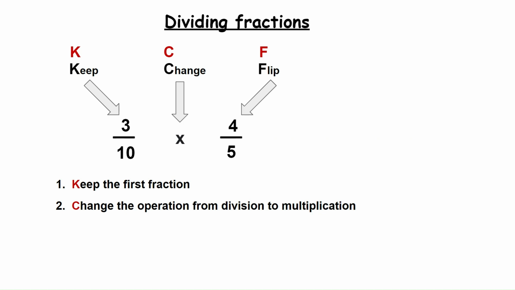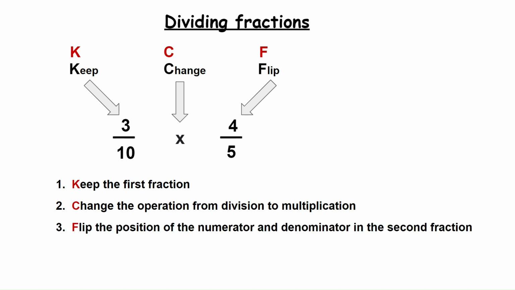So what does that mean? Well, that means we flip the position of the numerator and denominator. So that means the numerator 4 becomes the denominator, and the denominator 5 becomes the numerator. And that's it. So now we've changed our problem into a multiplication problem.